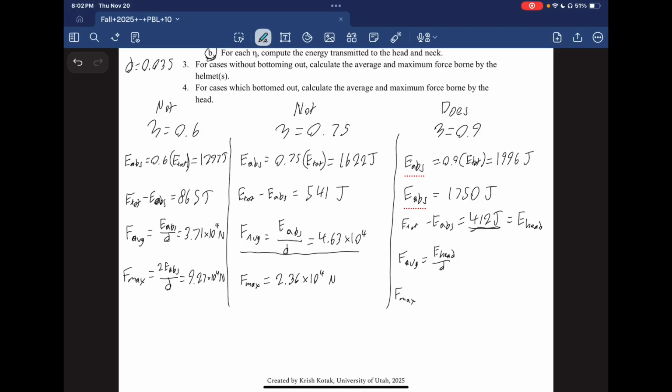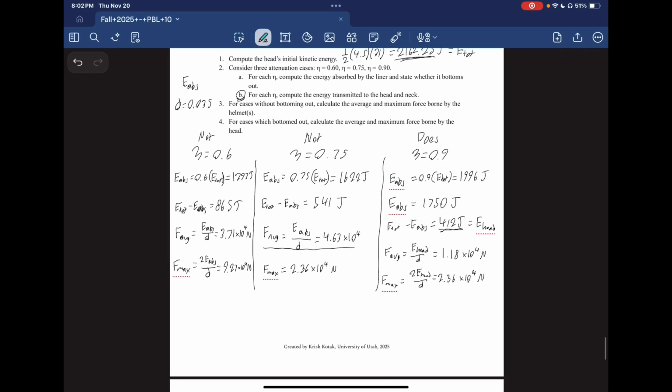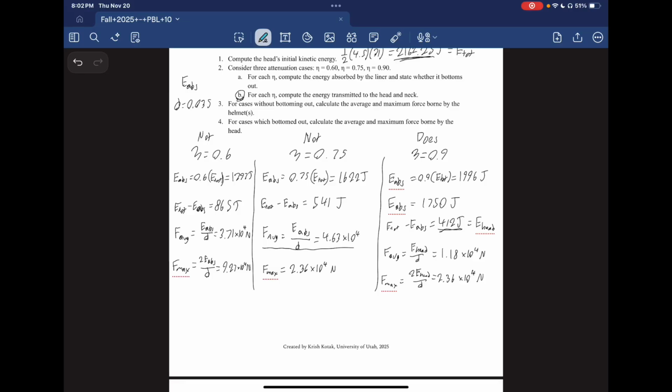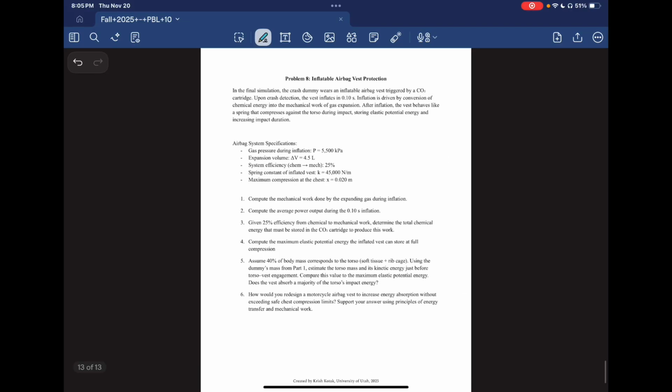And then maximum force will be twice E head divided by distance. And the two values for this are 1.18 times 10 to the fourth newtons and 2.36 times 10 to the fourth newtons. All right, final question.